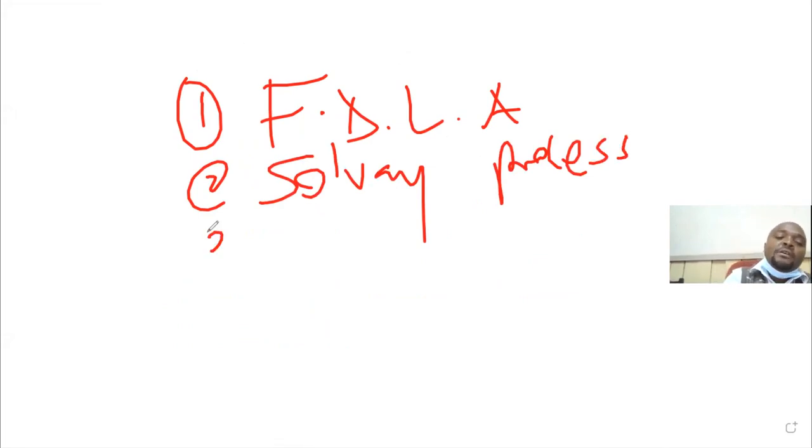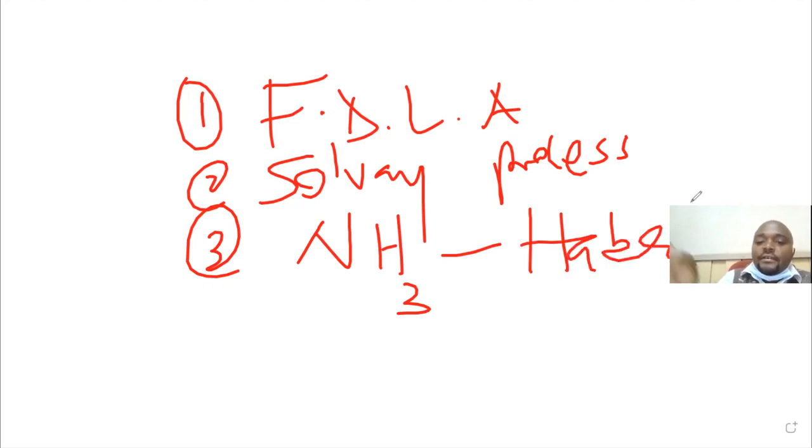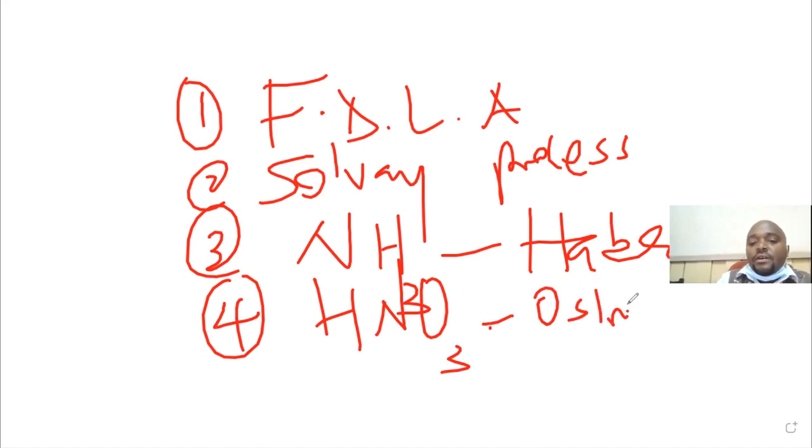3, we have the manufacture of ammonia, which we call the Haber process. 4, we have the industrial manufacture of nitric acid, which we call the Ostwald process.